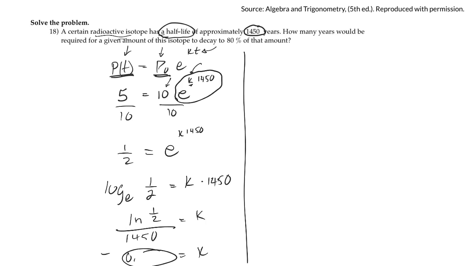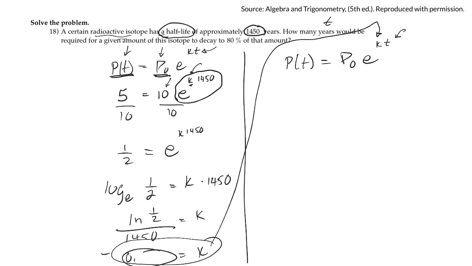Then they ask the question, how many years? So they're looking for the time for a given amount to decay to 80% of that amount. So I need to use my same formula, e to the kt. This time I'm looking for t, but I now know k from here. And they said, how long until it's 80% of that amount? So not 50%, 80%. So I would think it would be less than 1450 years. I guess I'm not positive, but to decay to 50%, it takes this long. So to decay just to 80%, it shouldn't take that long.